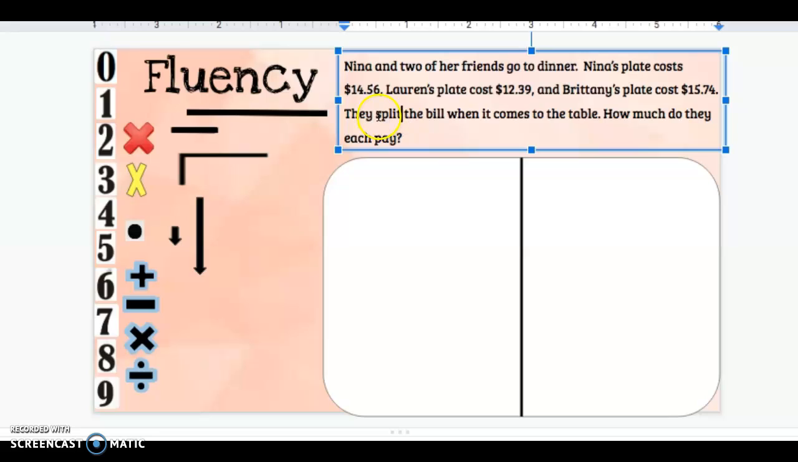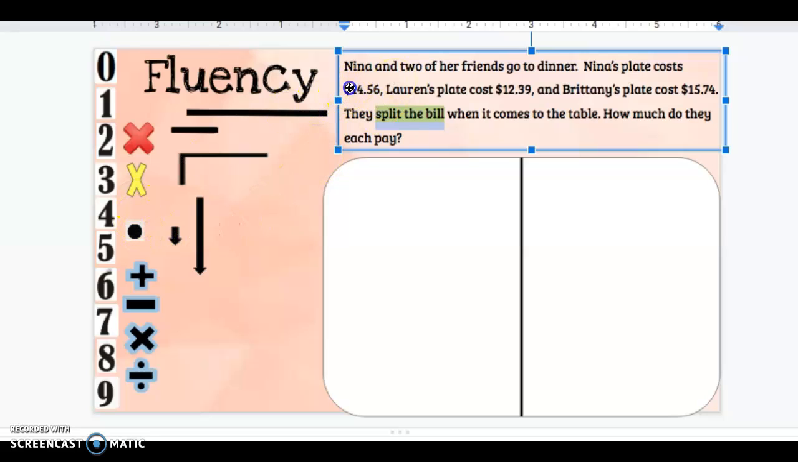So they split it amongst each other. So if they're splitting this, they're taking it up and dividing it amongst each other evenly. Okay? They want to know how much do they each pay. So if they're splitting the bill, we have to first determine what the total cost of this bill is going to be. So to figure out how much their bill is going to be, we have to add up all their plates. So we have to add Nina's plate up, Lauren's plate up, and Brittany's plate.